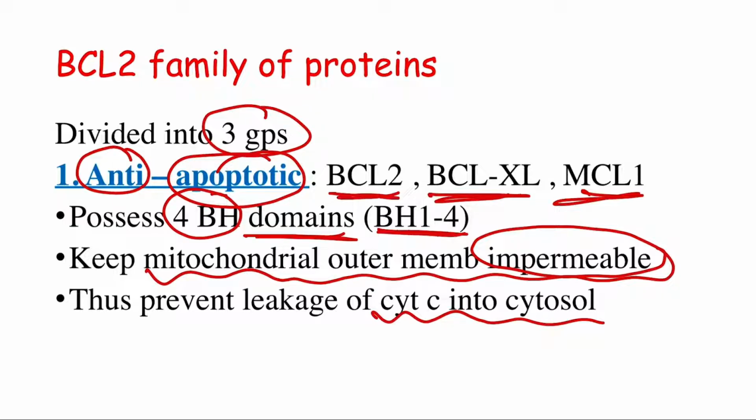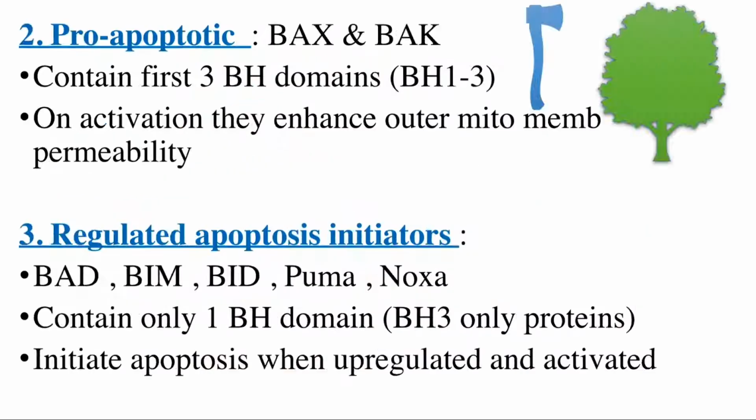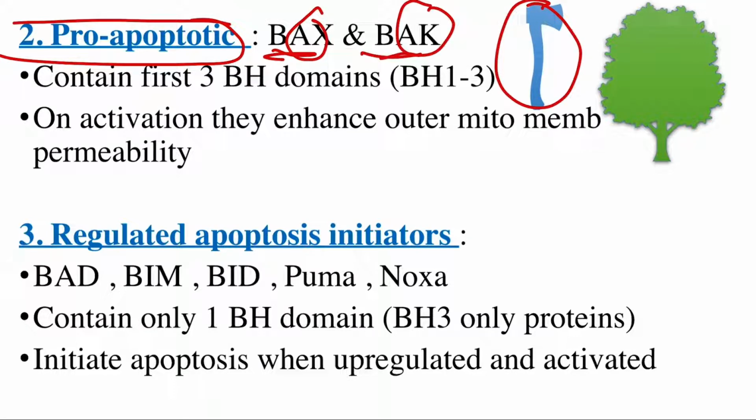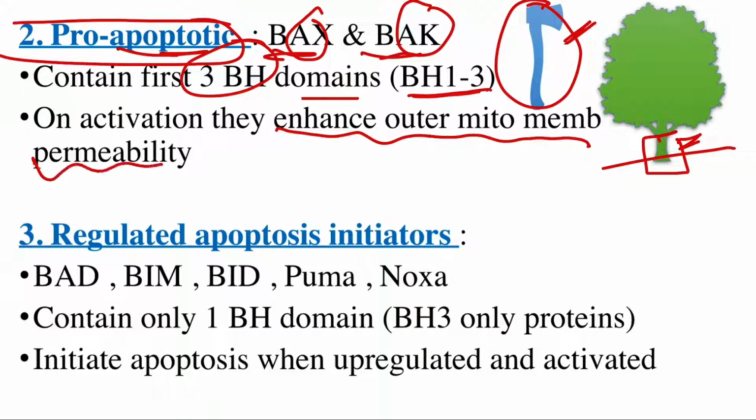But what if the BCL2 family of proteins promote apoptosis? Then that is the group which is called pro-apoptotic, the BAX and the BAK. So how do you remember it? BAX with the word axe and BAK with the bark of the tree. Remember, pro-apoptotic means it's promoting apoptosis, means promoting death. So you can remember with an axe and the bark. Axe cuts the tree, and that's a kind of death. That's how you can remember. This is just to make you remember. It contains the first 3 BH domains, BH1 to 3. On activation, they enhance the outer mitochondrial membrane permeability.